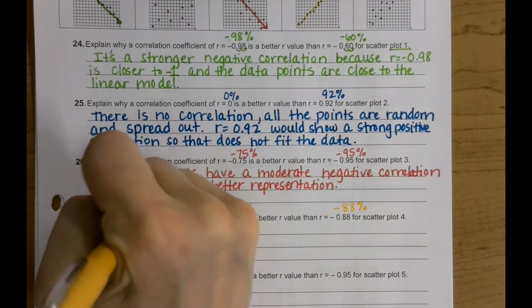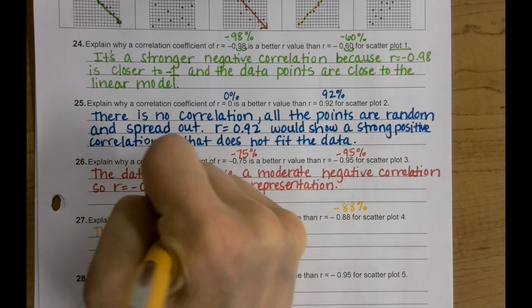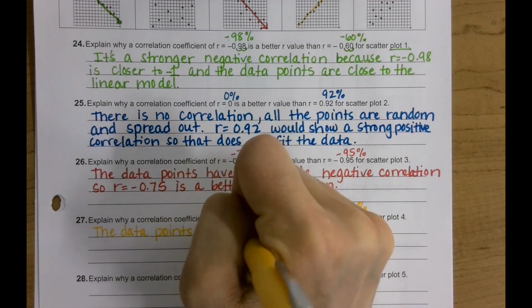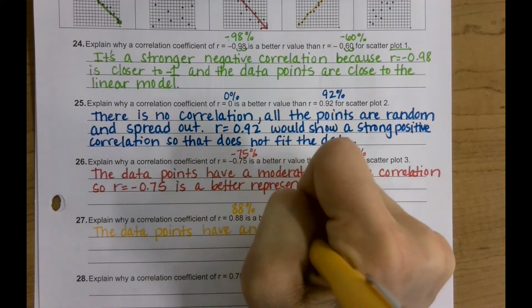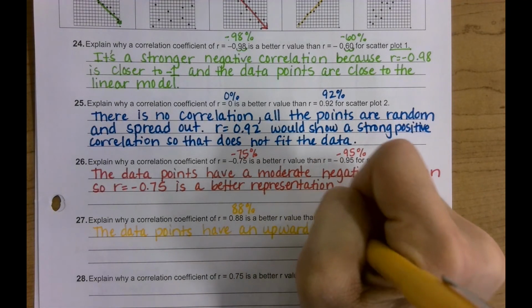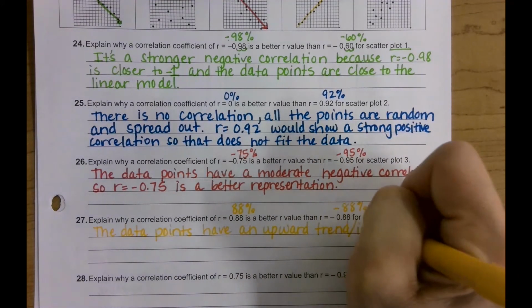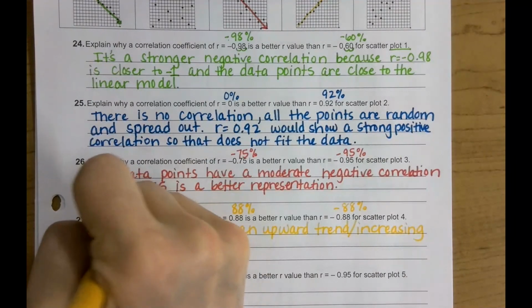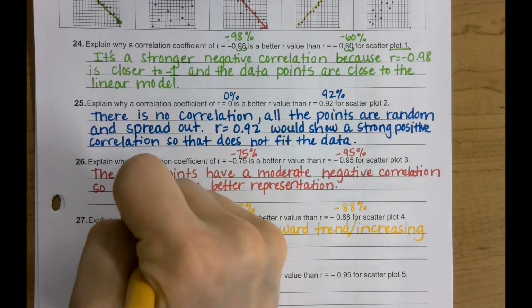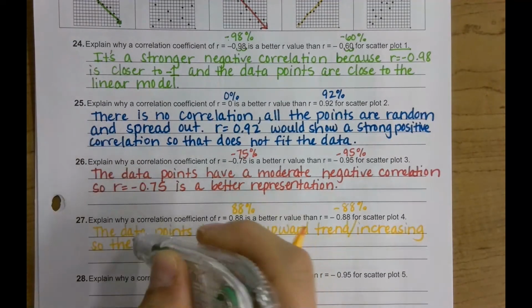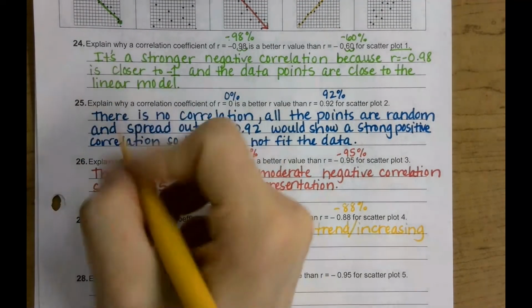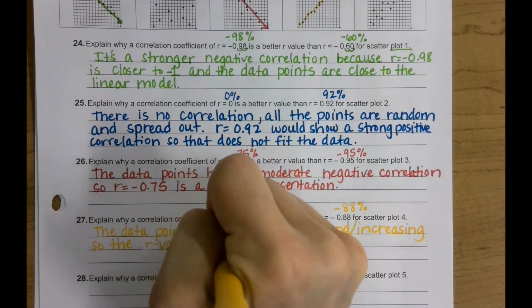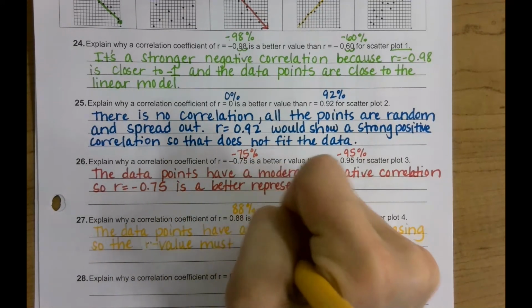The data points have an upward trend or are increasing. So the r value must be positive.